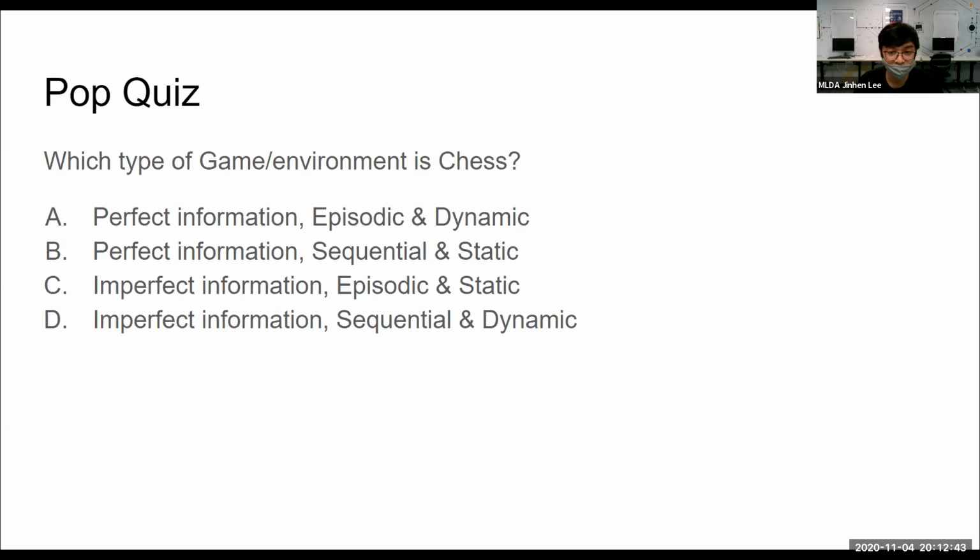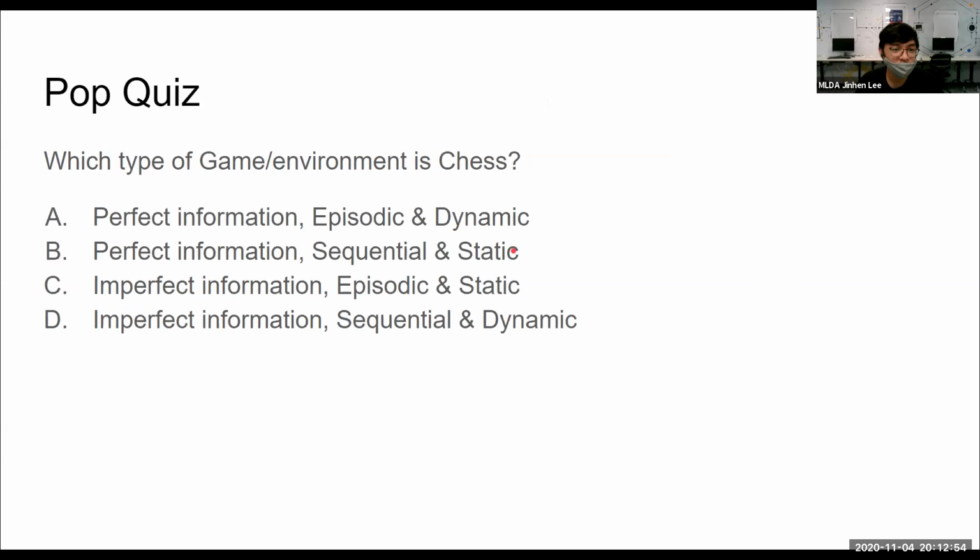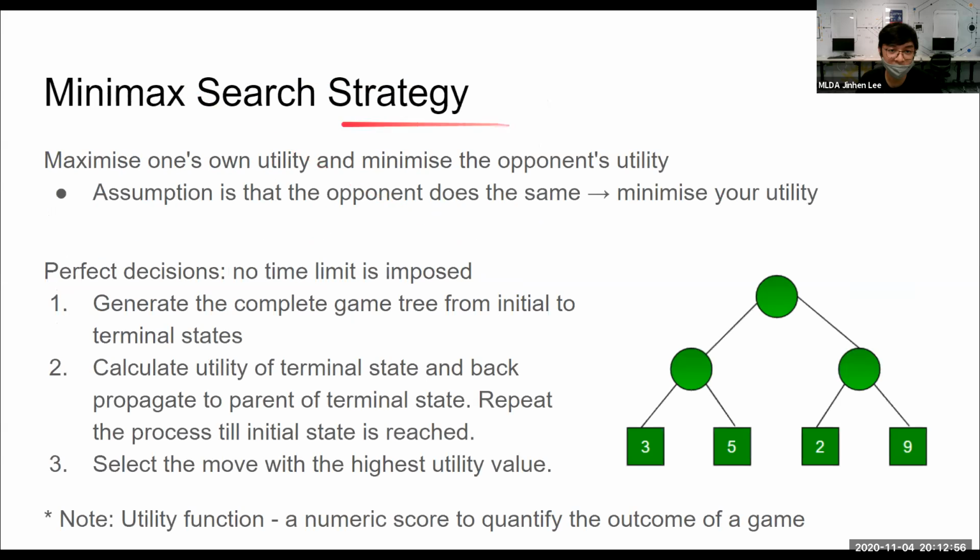Okay. So I think I'll stop sharing. Okay. So let's go back to our slides. So for games, we actually use a slightly different strategy. We maximize one's own utility and minimize the opponent's utility. This is so long. What does this actually mean?